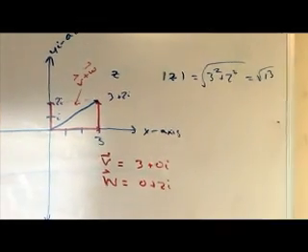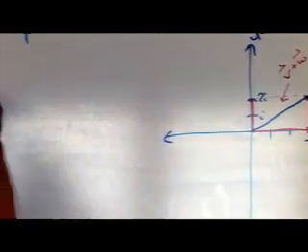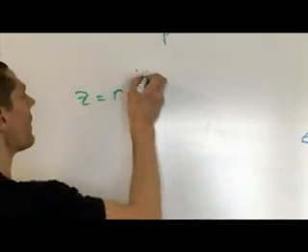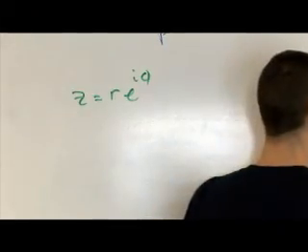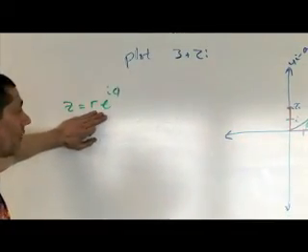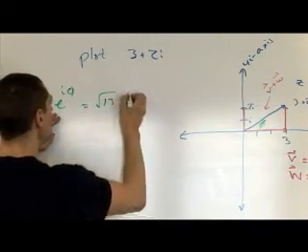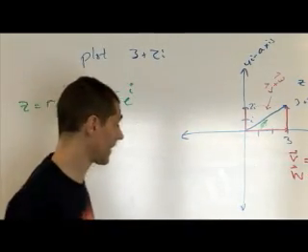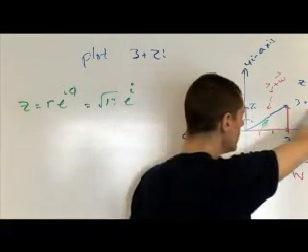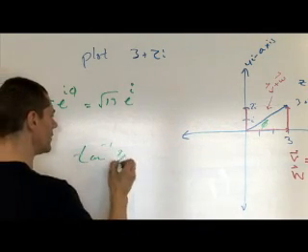How would we write this in polar form? Well, so we know that z is r e to the i theta. This is the angle theta. How do we write this? Well, we already figured out r is the square root of 13. e to the i, what is theta? Well, so we know that the y part of this is 2 and the x part is 3, so this is arctangent of 2 divided by 3.